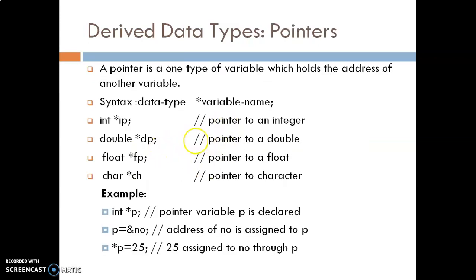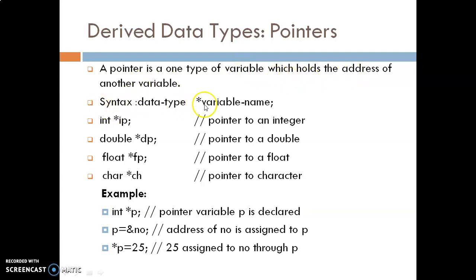Now, about the derived data types. When we are talking about derived data types, pointers are one of the examples. You can see here, a pointer is one type of variable. It is like a variable which holds the address of another variable.